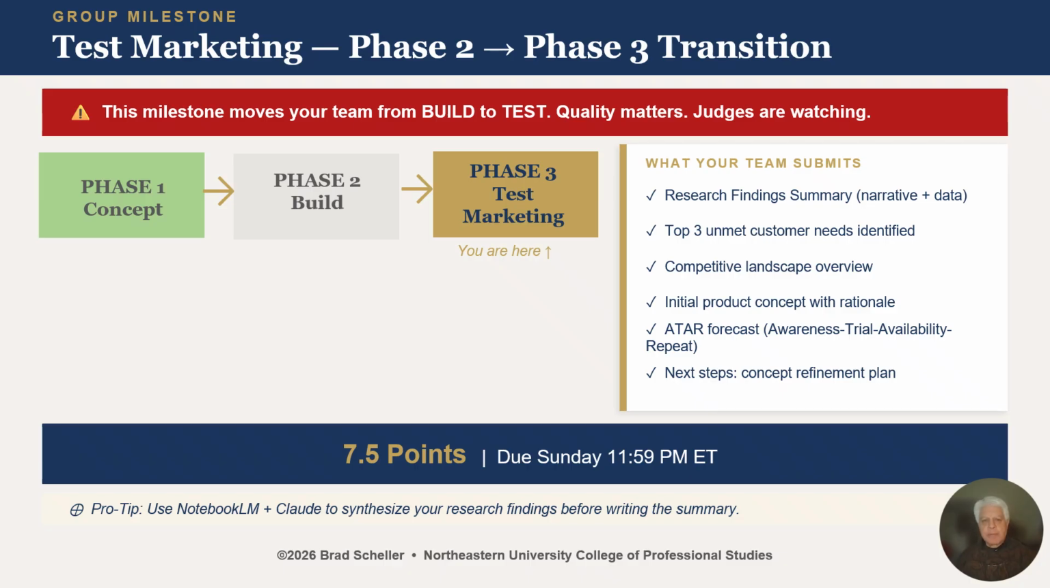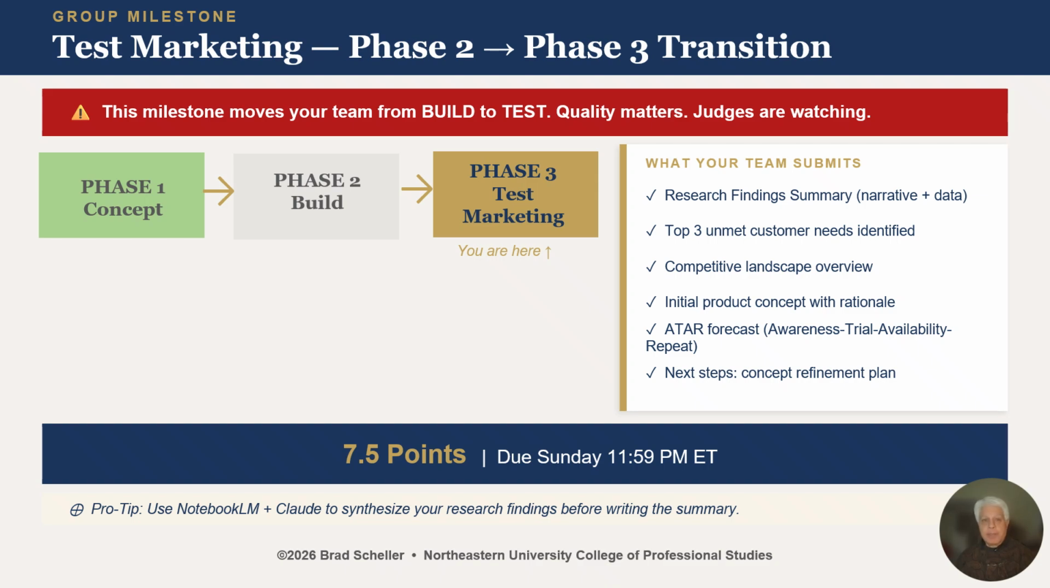Six components. First, a synthesized research narrative, not a collection of bullet points, but a coherent story about what you learned. Second, your top three unmet customer needs with evidence. You cannot just assert these. You need to cite sources, customer quotes, data, or behavioral observations that support each claim.